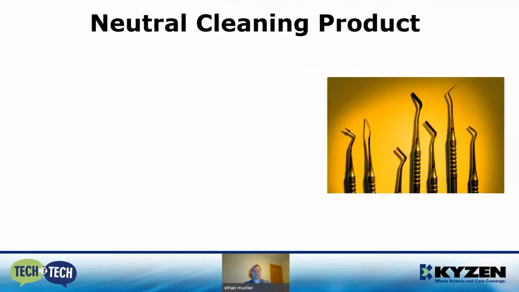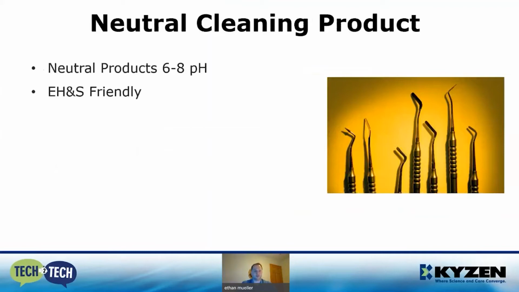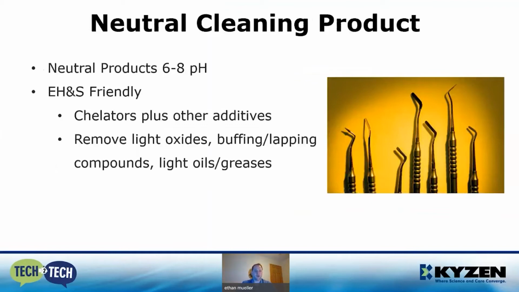Neutral cleaning products, these are those products that fall in that 6 to 8 pH range. And these are generally more marketed to be EH&S friendly. This is when you're trying to win EH&S approval or something like that. But these products are built up with chelators and other additives like wetting agents or surfactants to help us clean our parts. And they're really more geared towards removal of light oxides or light oils and greases. These products tend to have a short bath life.